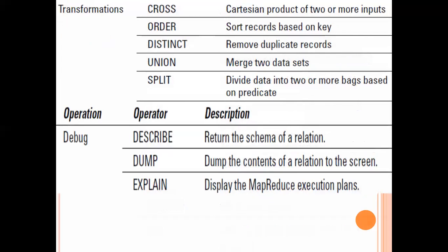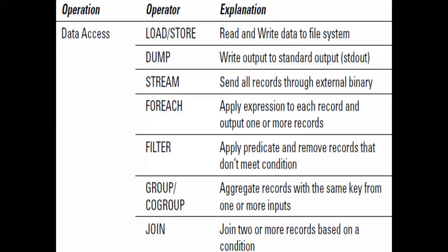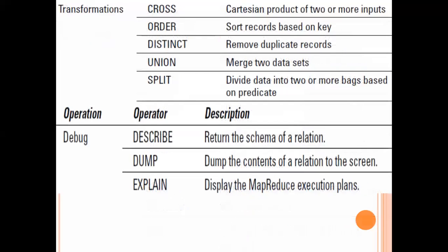First one is about these data accessing operations. Then another one is about transformation. Transformation is processing. Cross: the Cartesian product of two or more inputs. What is a Cartesian product? I remember the mathematical Cartesian product, where A is multiplied with B and we get A cross B. So we get some Cartesian product, and we use the cross operator.